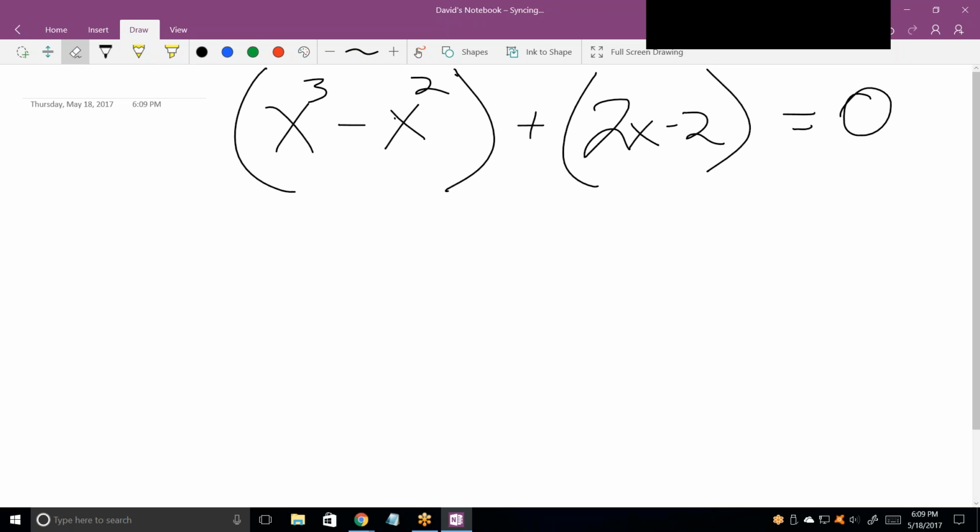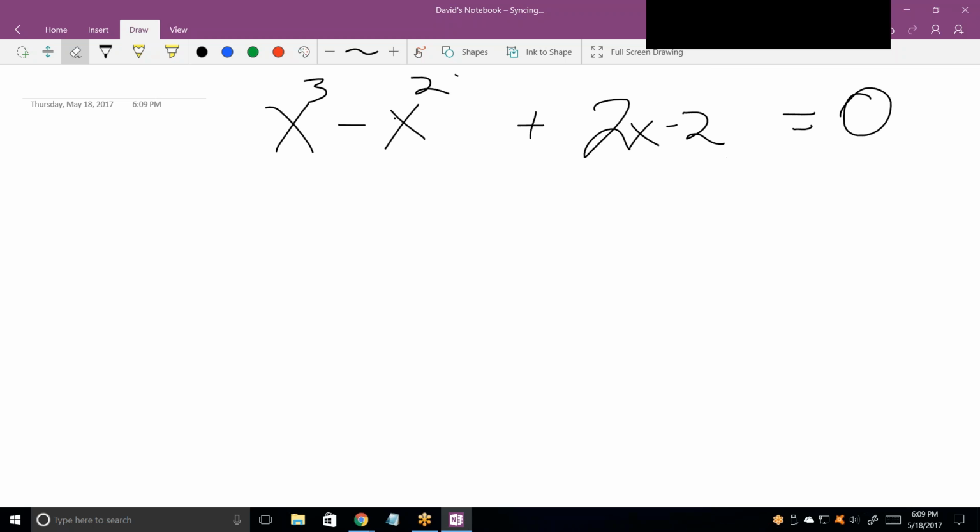For the sake of argument, I'm going to remove these parentheses. Neither one of them is necessary, right? Doesn't change anything. The normal way you're going to be given this problem is this way, without the parentheses. Now this is a cubic.